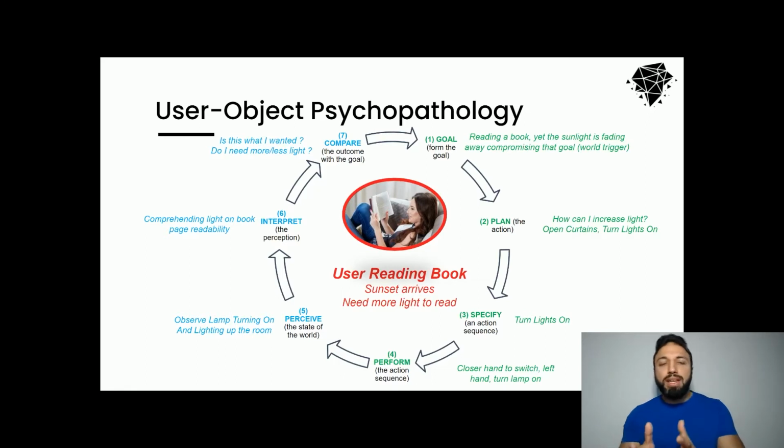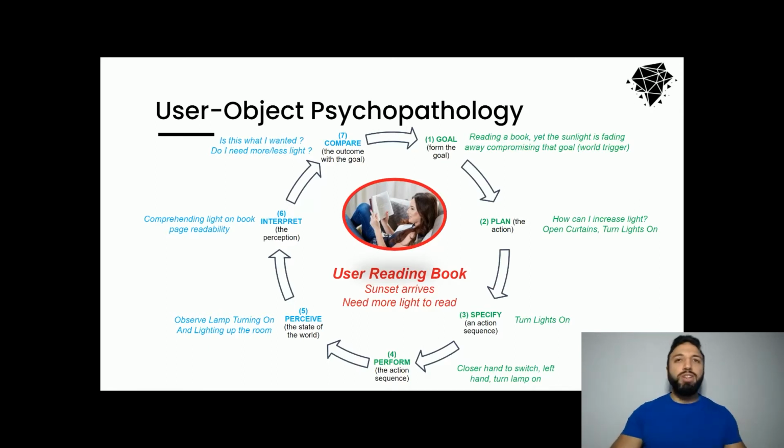So perception is the light being increased. Okay, I flip the switch. Okay, I got more light. Interpretation is interpreting that in the context of reading, i.e., is that better? Is that amount of light good enough for reading or not? Then you're gonna compare, okay, is that what I desired from the beginning? Yes, it is, or no, it's not. Then less light, more light, or then there's another goal forming, and so on and so forth.